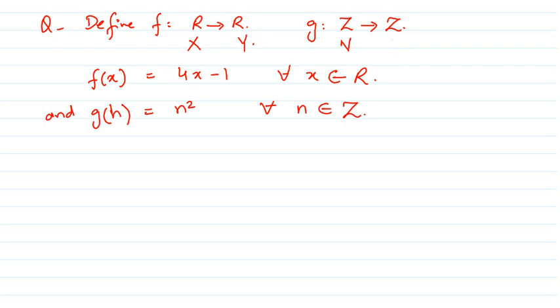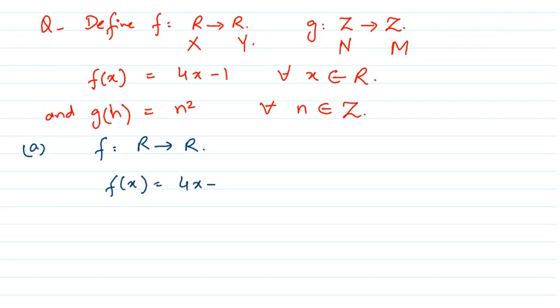So the question at hand is: is f one-to-one, or is g one-to-one or not? We have to give a proof of it. Okay, let's start with the first one, that is function f. Function f is having a mapping from the set of real numbers to another set of real numbers, right? And by definition this is f of x, that is 4x minus 1 for all real numbers.